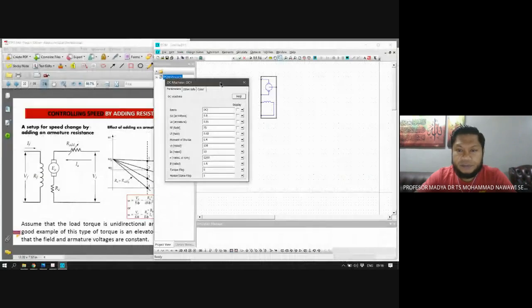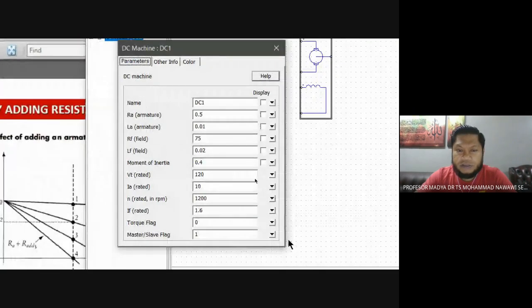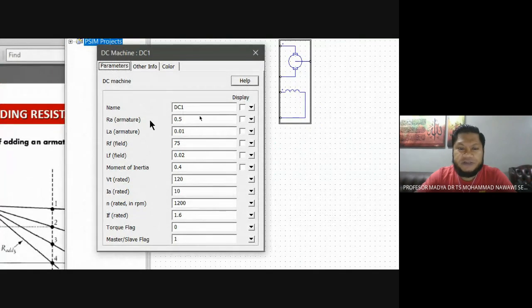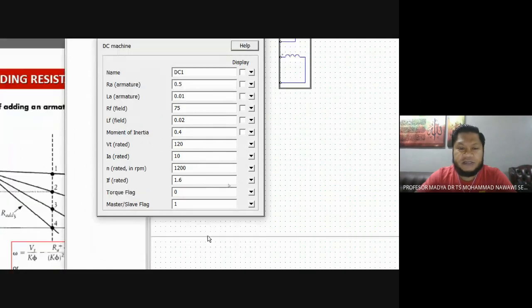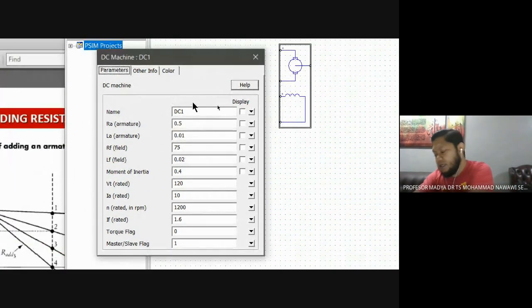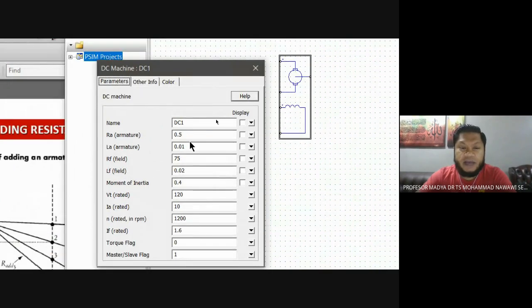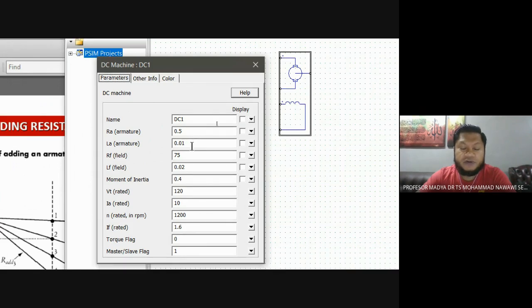okay. So there are parameters that you need to supply for the module. The armature resistance is 0.5. This is a default value. You can change it, in terms of what specification is given to you. So this is a default value. It's already there, 0.5, and we have this armature inductance 0.01, which is 10 millihenry, and then we have this 75 ohms.